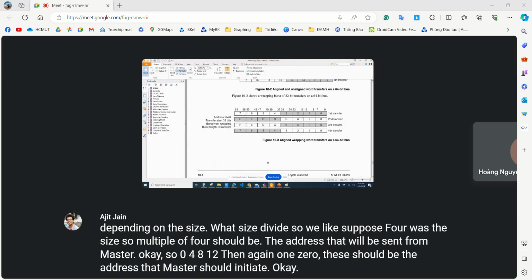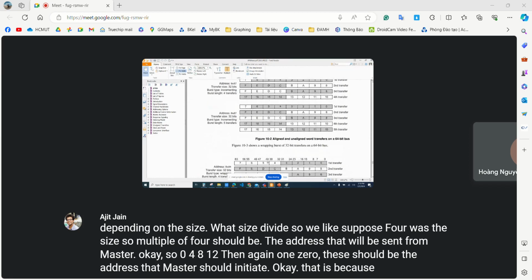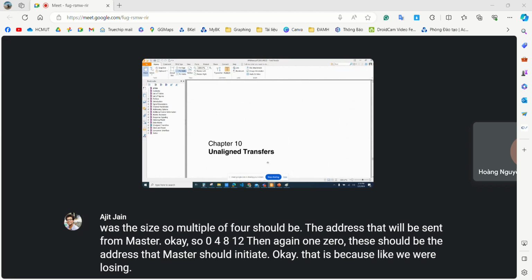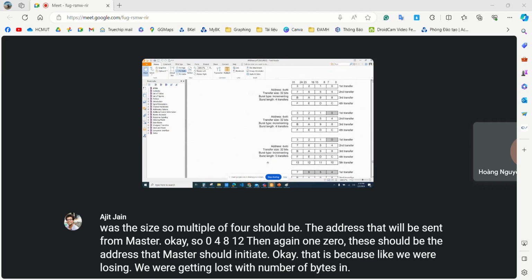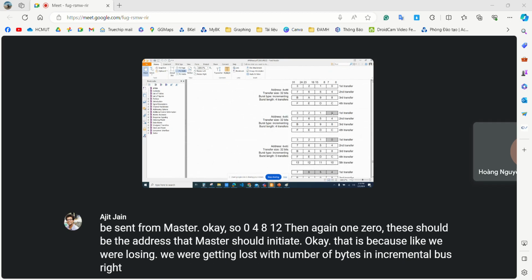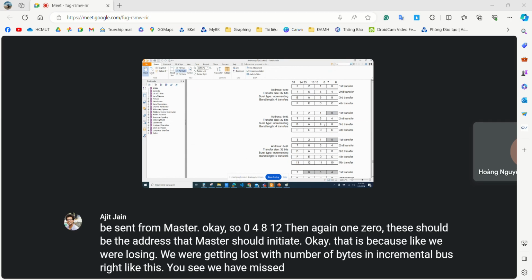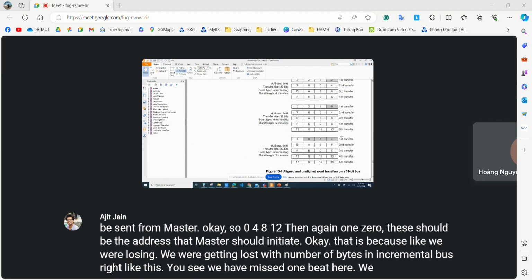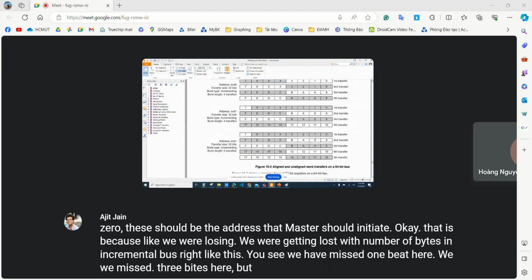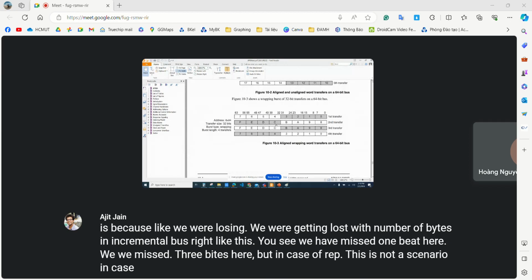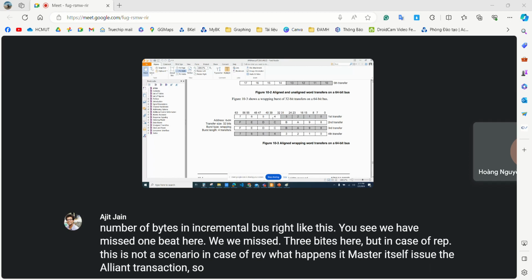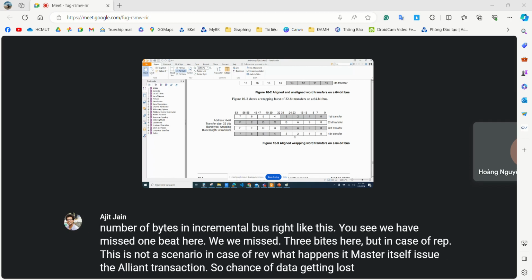These should be the addresses that master should initiate. That is because we were getting lost with number of bytes in incremental burst, right? You see we have missed 1 byte here, we missed 3 bytes here. But in case of wrap, this is not the scenario. In case of wrap, master itself issues the aligned transaction, so the chance of data getting lost is reduced.